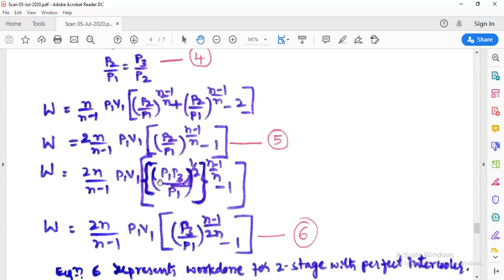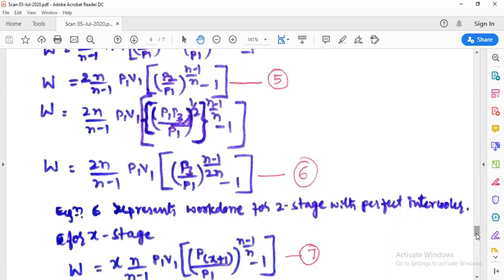So here in this equation, P2 we know that it is root P1 into P3. That can be written as P1 into P3 whole to the power of 1 by 2 divided by P1, whole to the power of n minus 1 divided by n, minus 1. So this can be written as 2 into n divided by n minus 1 P1 V1 into P3 by P1 whole to the power of n minus 1 divided by 2n, minus 1. This is the equation 6.